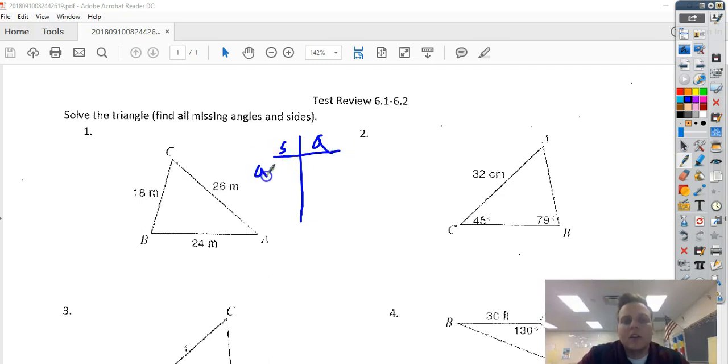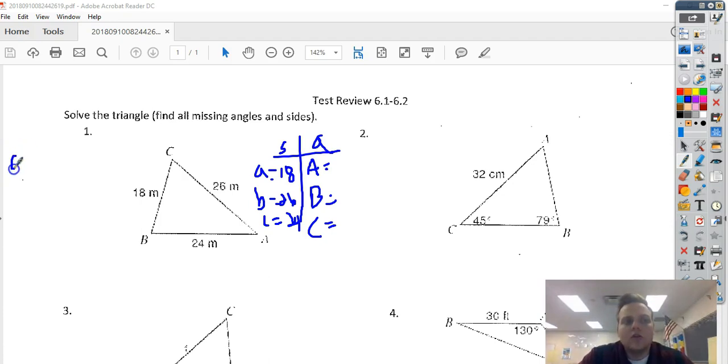Alright, so little a, little b, little c, and then we have big A, big B, big C. Little a is the side across from angle A, so that's 18. Little b is the side across from big B, so that's 26. And little c is the side across from big C, so that's 24. And we don't know any of the angles. Since we do not know any of the angles, we cannot use law of sines because we do not have a pair of opposites. Therefore, this is a law of cosines situation.